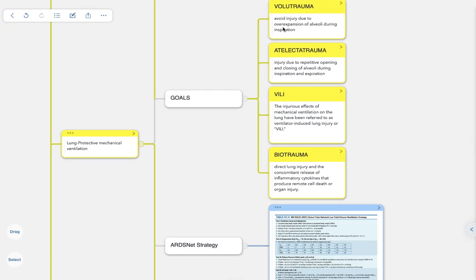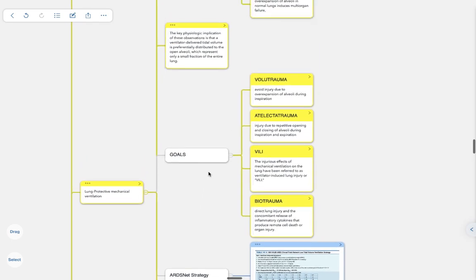Volutrauma, like the word suggests, is injury due to overexpansion of the alveoli during inspiration. Atelectotrauma is injury due to repetitive opening and closing of the alveoli during inspiration and expiration. And biotrauma is when you have direct lung injury, and due to this, there is a release of various inflammatory cytokines which may involve even distant organs, leading to multi-organ involvement. So, these are the goals of lung protective mechanical ventilation.